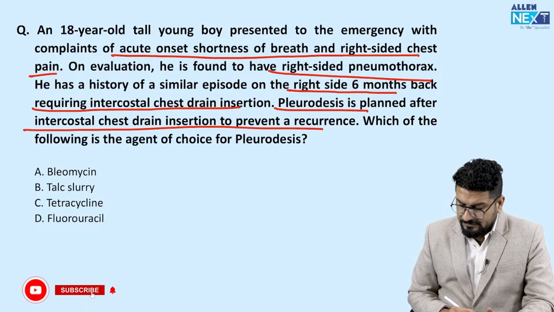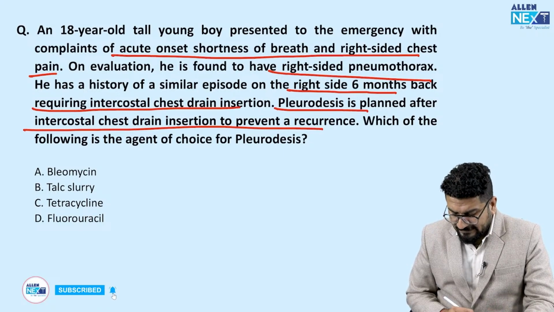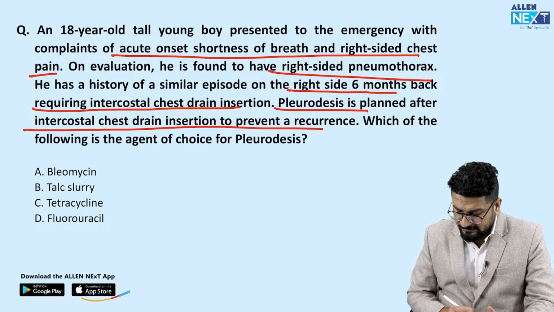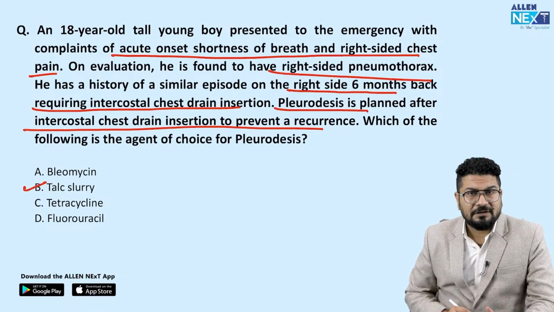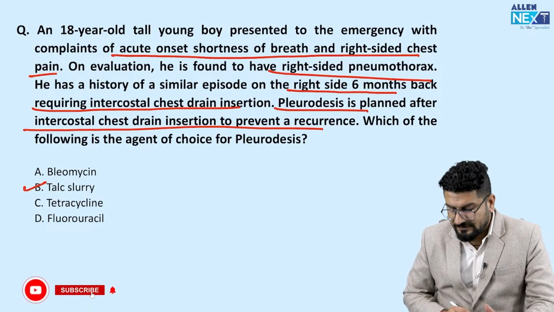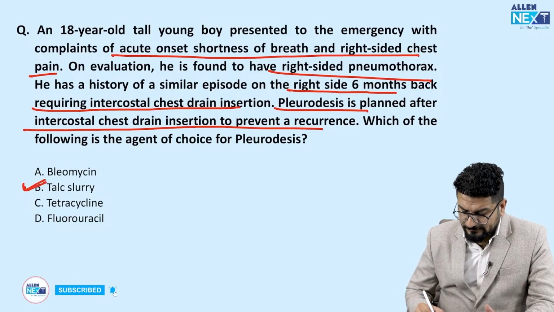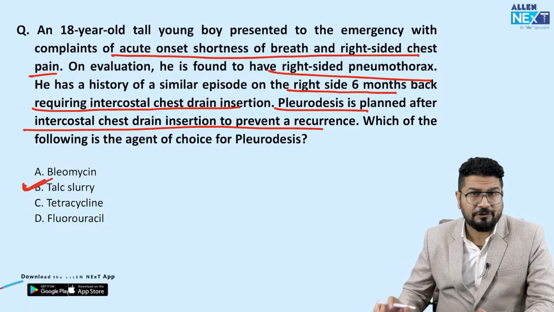Which of the following agents is the agent of choice? We can use bleomycin, tetracycline, or fluorouracil also, but the preferred of all is talc slurry, because this will not produce any sort of idiosyncratic reaction or allergies that we can see with bleomycin or any other drug. So talc slurry is the preferred agent for pleurodesis.